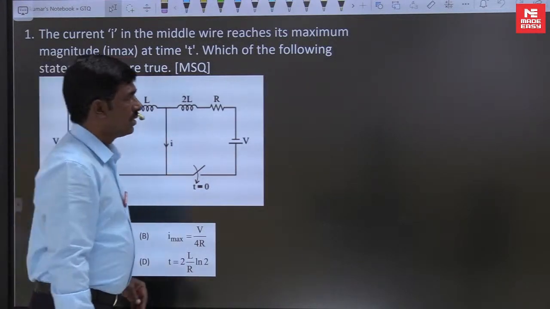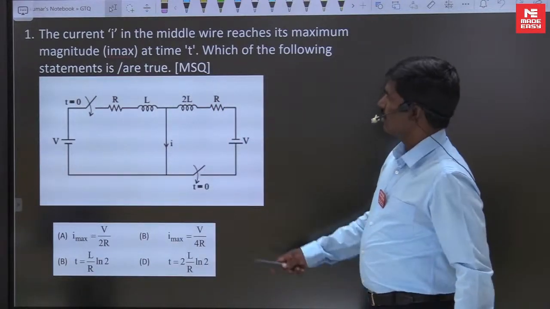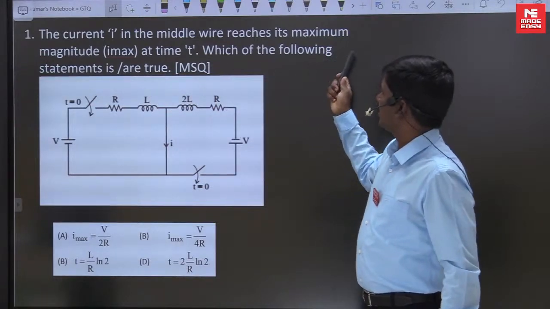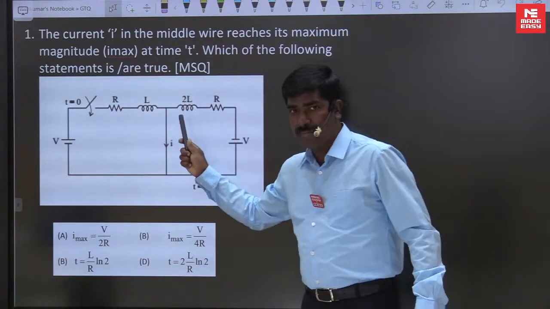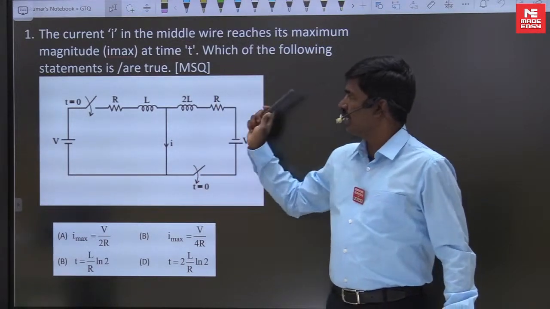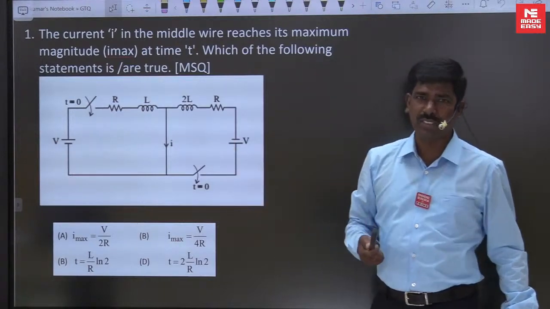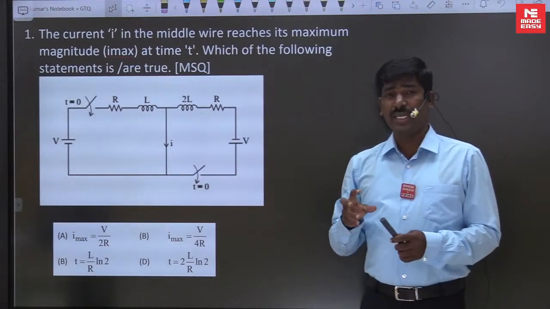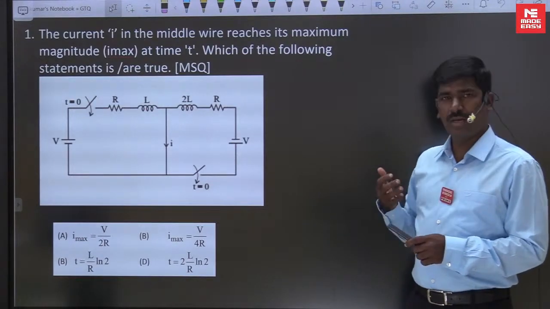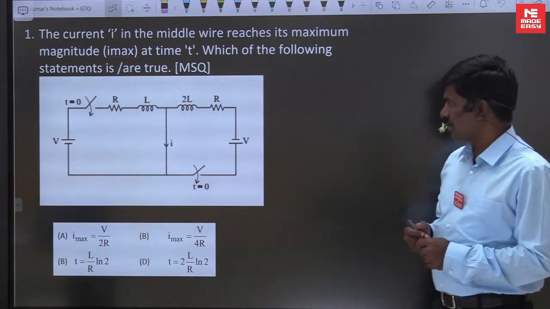Okay. Now, in this question, the current I in the middle wire reaches its maximum magnitude, that is I max, at time t. Which of the following statements are true? This type of question is an MSQ, multiple select question. Option A may be correct. Answers can be both A and B, or ABC, or ABCD. So it is a multiple select question.